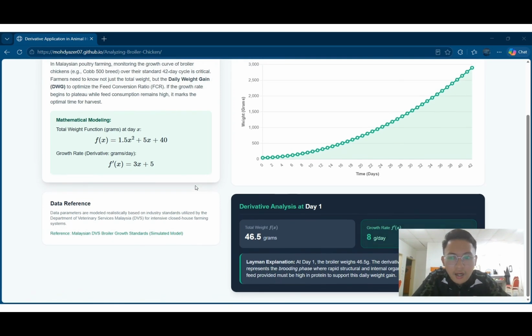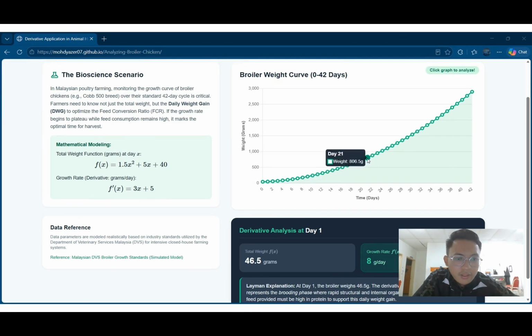So I will make a summary of this presentation. First, the formula predicts chicken weight, so we use this formula to predict the chicken weights and how they grow daily. Second, the derivative shows growth speed. The third is a graph that visualizes the growth curve. You can see the graph, how it grows day by day. All of this is used to improve farming decisions.